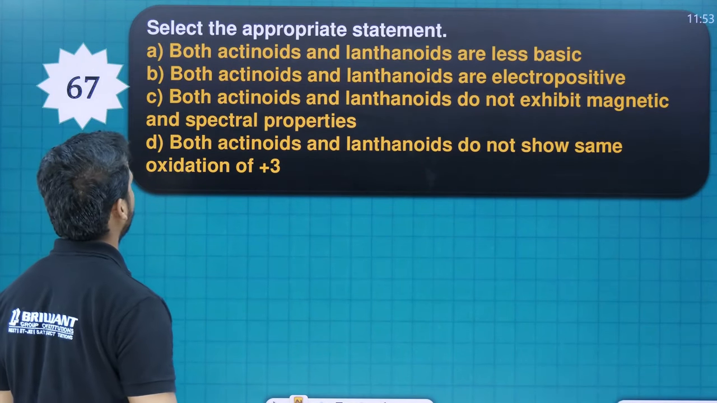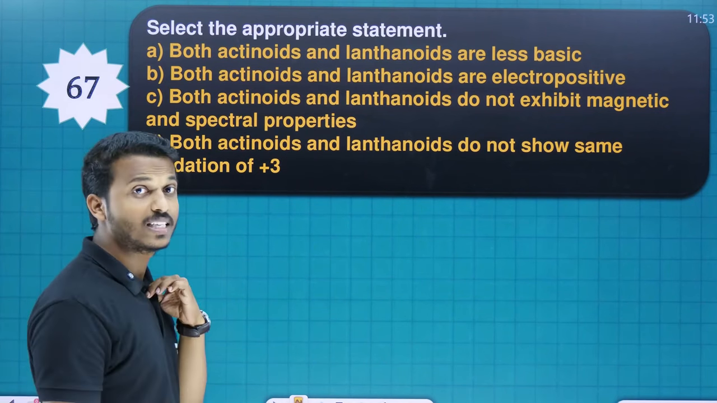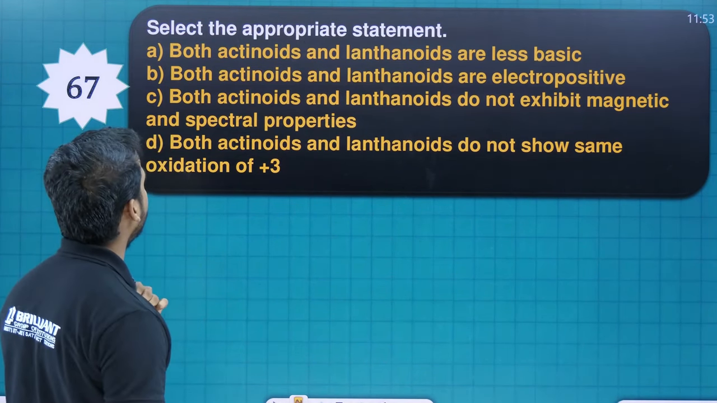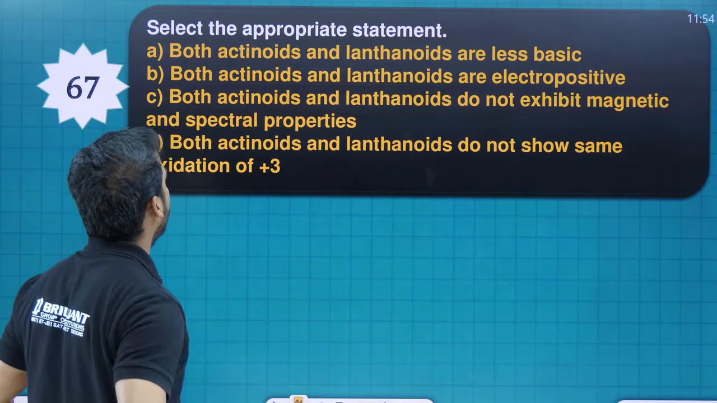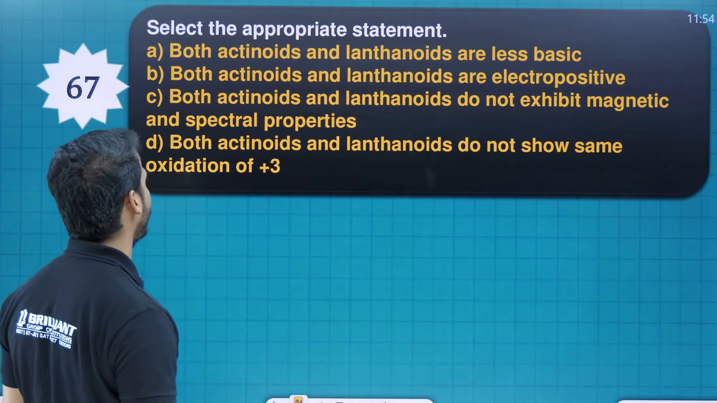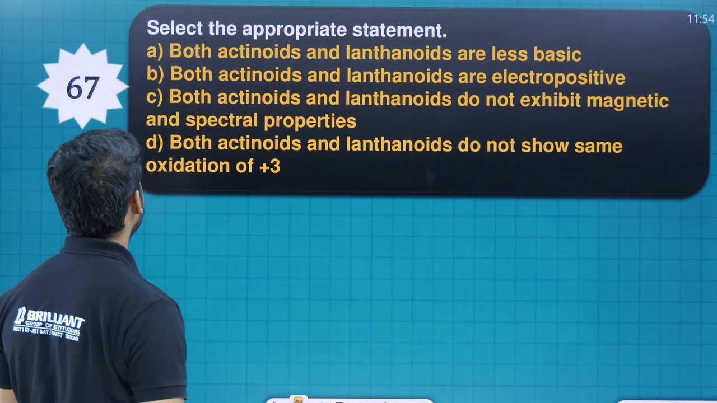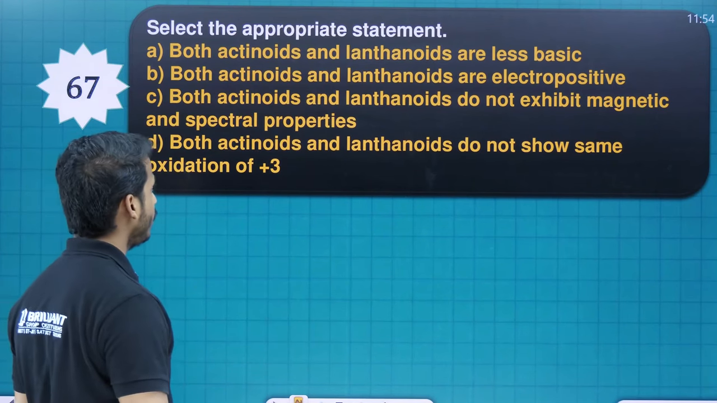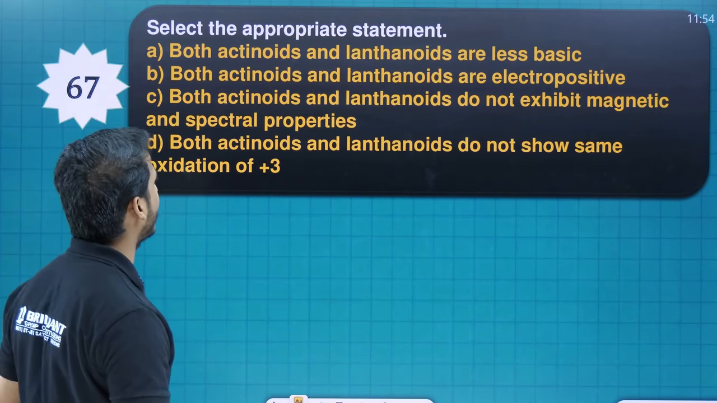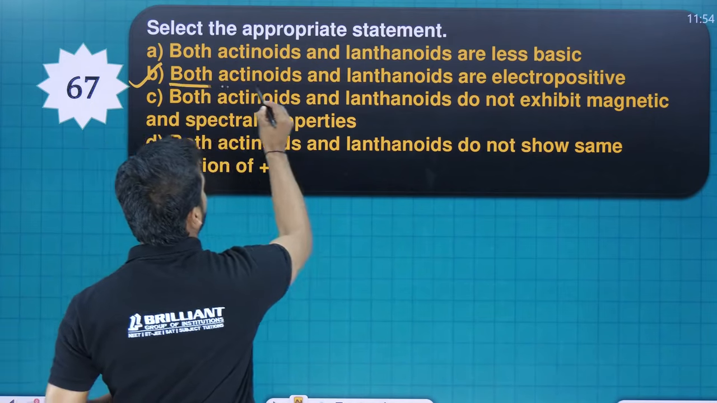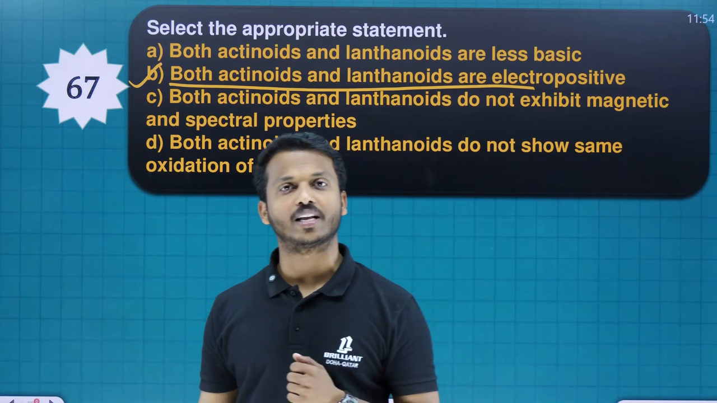Select the appropriate statement, the correct one. Both actinoids and lanthanoids are less basic. Both actinoids and lanthanoids are electropositive. Yes, they are metals. Both actinoids and lanthanoids do not exhibit magnetic and spectral properties. No. Both actinoids and lanthanoids do not show the same oxidation state of which one? +3. So the main thing, both actinoids and lanthanoids are what? They are electropositive. You may be studying their similarity and dissimilarity between lanthanides and actinoids.